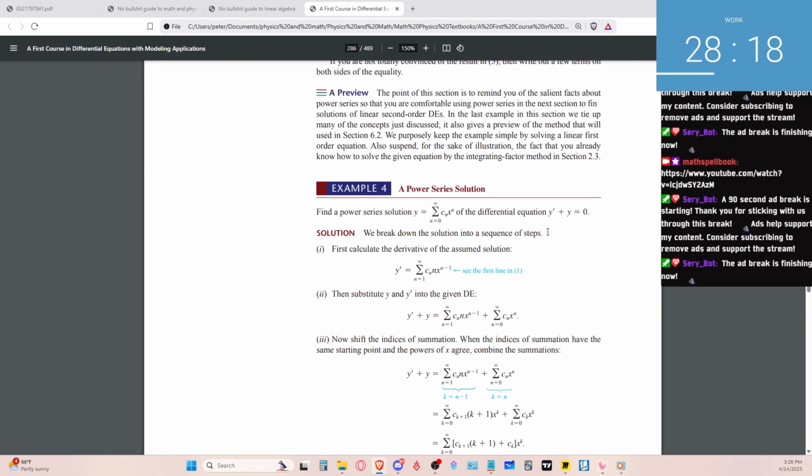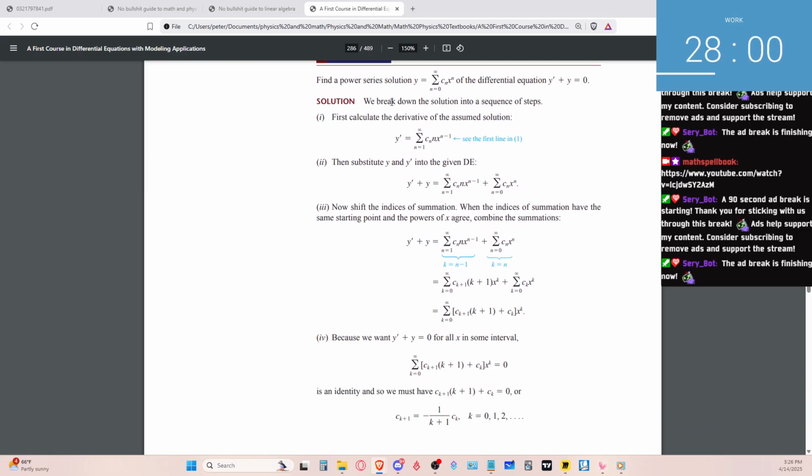Let's see. The problem states: find the power series solution of the differential equation. Okay. Now we're actually getting into example problems. Let's see what this is. Break the solution into a sequence of steps. First, calculate the derivative of the assumed solution. Okay. Then we have to change the summation indices.